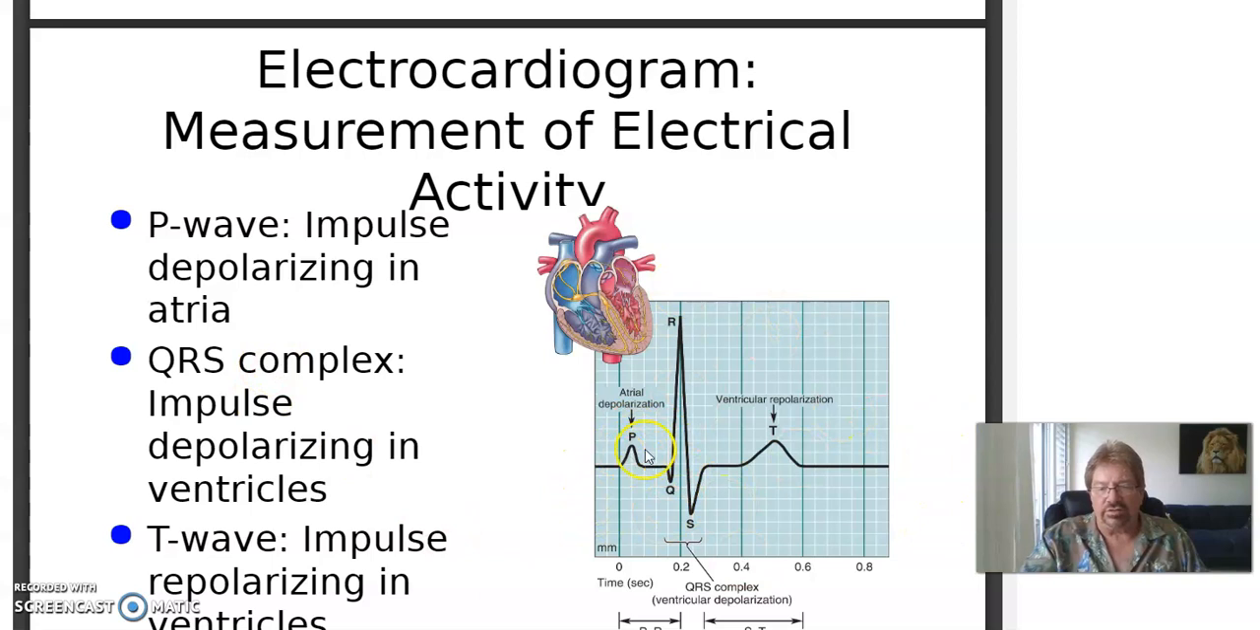The P wave is the atria depolarizing. The QRS complex is actually what it's called. QRS complex, not wave, is the ventricles depolarizing, and the T wave is the ventricles repolarizing. So in other words, guys, this is the electrical representation of a normal heartbeat. When the atria depolarize, they pump. When the ventricles depolarize, they contract and pump.